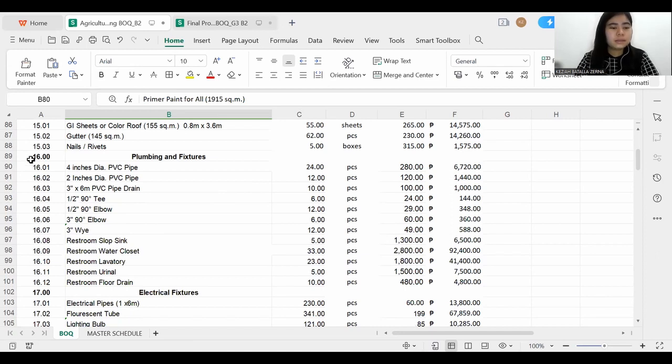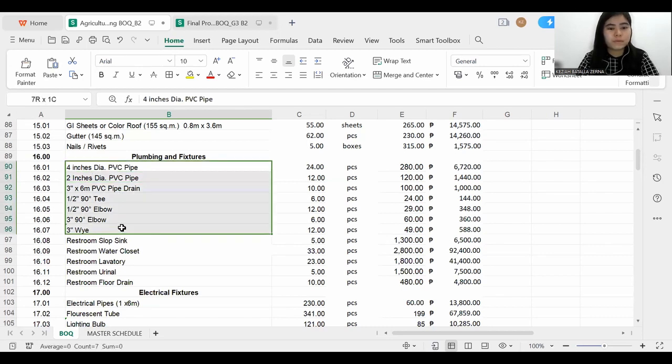I am assigned to item number 16, which is the plumbing and fixtures. Note that these materials, the pipe drain, PVC pipe, and these other materials are assumed, since most of these are not physically visible when we were on-site gathering measurements and doing the on-site inspection of the building.